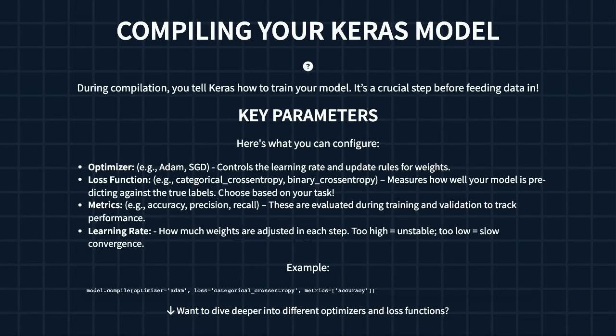Okay, so let's talk about compiling your Keras model. Think of it as setting the stage for training. You're telling Keras how you want it to learn. The most important things to configure are the optimizer, which decides how the model adjusts its weights during training, the loss function, which measures how wrong your predictions are, and metrics like accuracy that help you track progress. You can also tweak the learning rate, but be careful with that one. A good starting point is model.compile, and it's pretty straightforward to see those parameters in action.